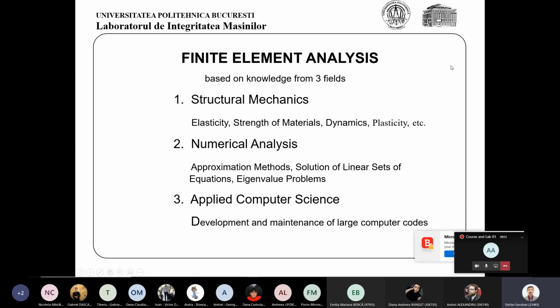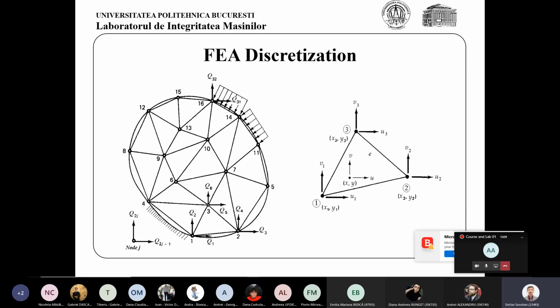For the lab, we will use some small computer codes, but for example, ANSYS is a commercial code, and it is a very large computer code, and we do not have access to the script file, only the exe file we can obtain.